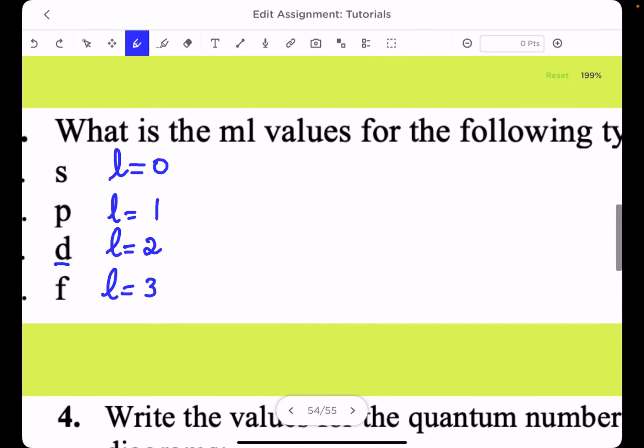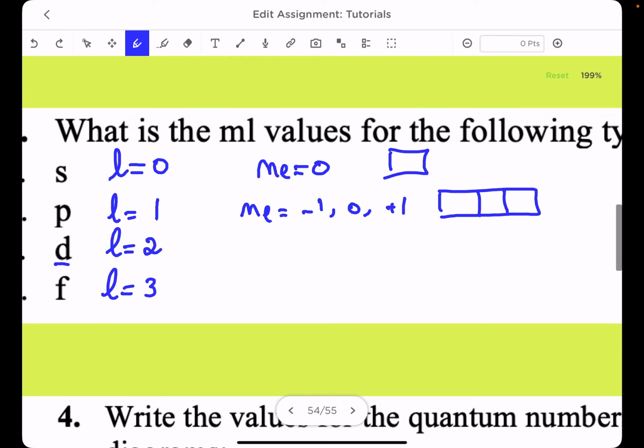If L is equal to 0, then ML is going to be from -L to +L, which is simply 0. So the value of ML over here is 0. This is S. This is how S looks like. L is equal to 1. So ML has 3 values: -1, 0, and +1.